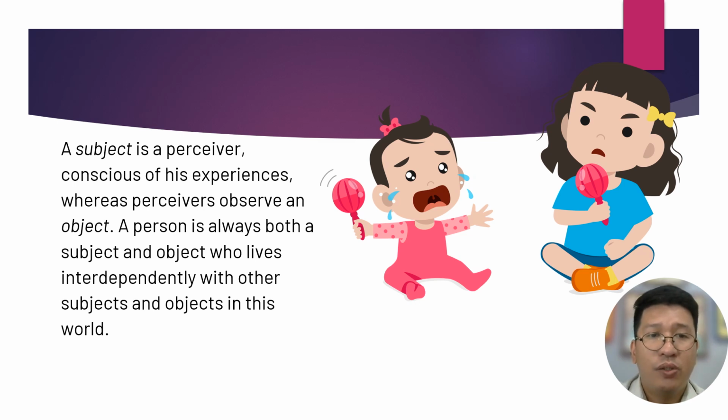So a subject is a person conscious of his experiences, whereas a person observed is an object. A person is always both a subject and an object who lives interdependently with other subjects and other objects in this world.